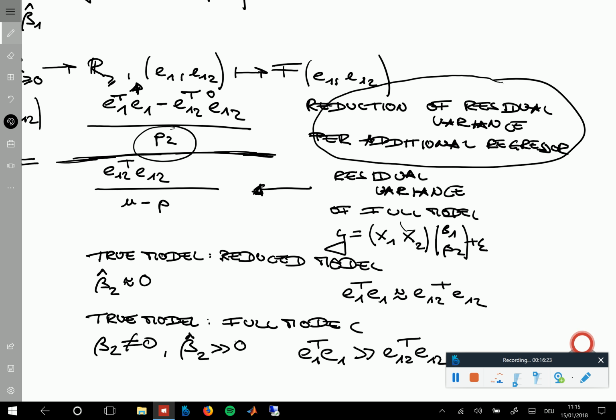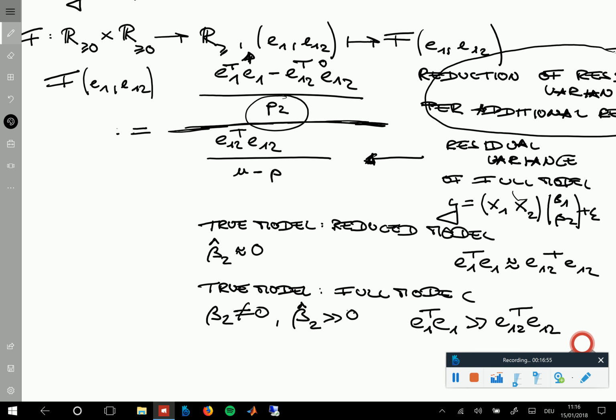So if the true model is the full model and you have many regressors, then you would assume you would have quite a big reduction, but then you want to know how each regressor in X2 actually contributes. So you normalize this by P2. Yeah. So this is a way to understand the F statistics.